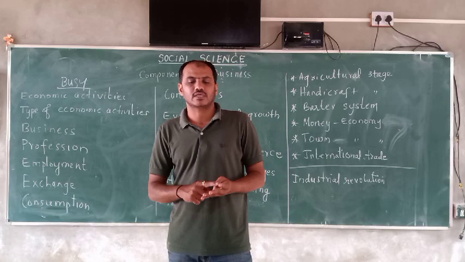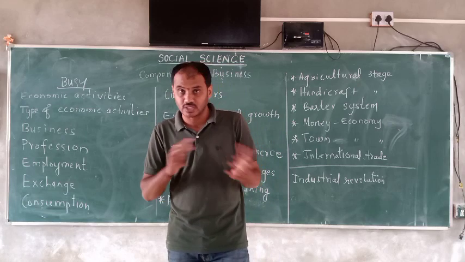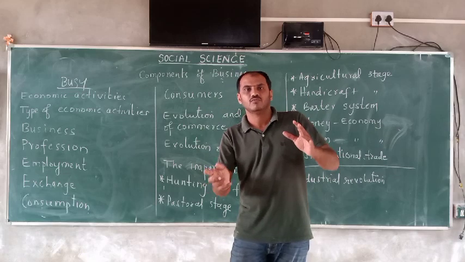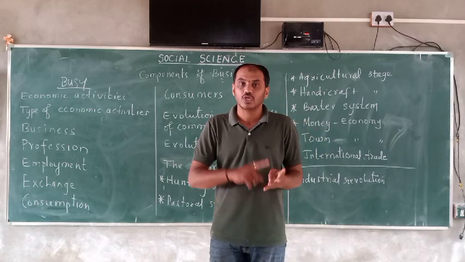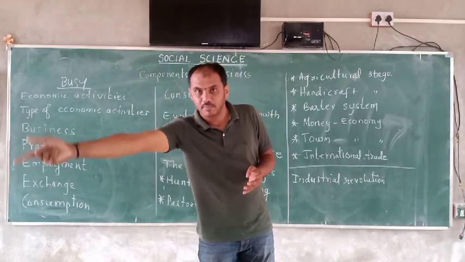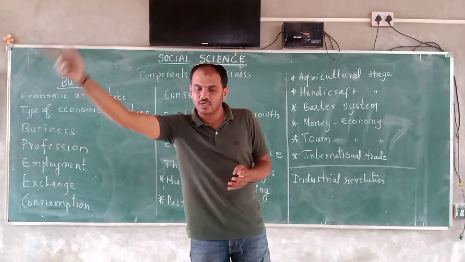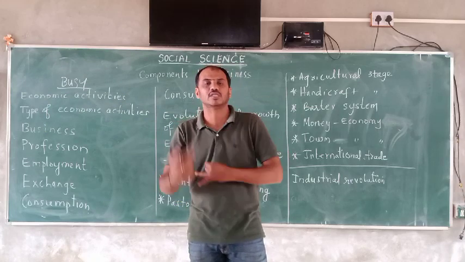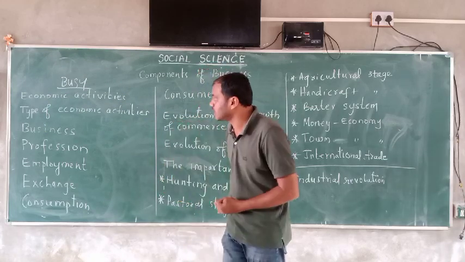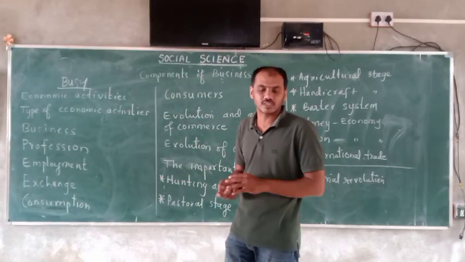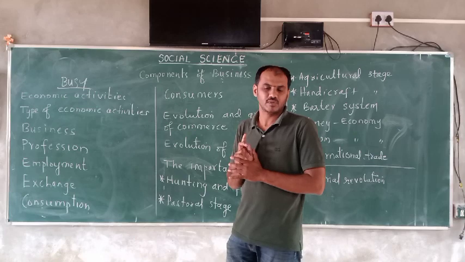The shopkeeper gets from the wholesaler whatever we want, whatever the human wants are there, especially goods. Those we get from the shopkeeper. Shopkeeper gets it from the wholesaler. Wholesaler gets it from the manufacturer. The shopkeeper, wholesaler, and the manufacturer all are doing the business. So they are called the businessman.